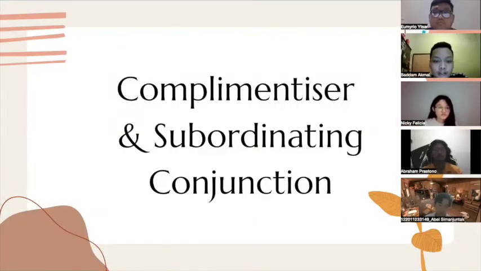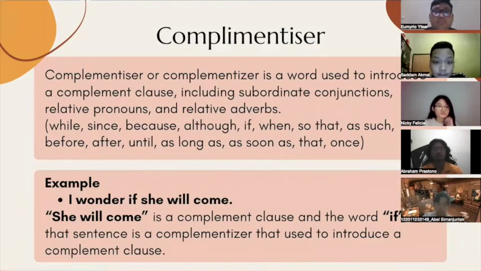Complementizer and subordinating conjunction. Next. A complementizer is a word used to introduce a complement clause, including subordinate conjunctions, relative pronouns, and relative adverbs, such as while, since, because, although, if, when, so that, as such, before, after, until, as long as, as soon as, that, once. Example: I wonder if she will come. She will come is a complement clause and the word if in the sentence is a complementizer that is used to introduce a complement clause. Next, please.